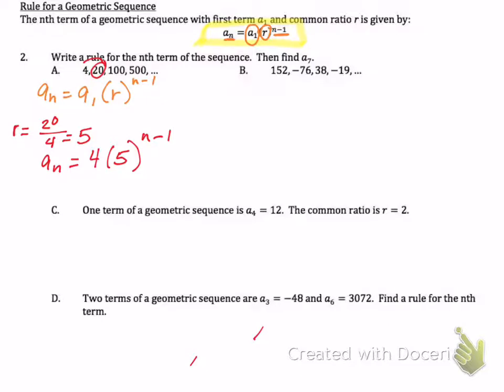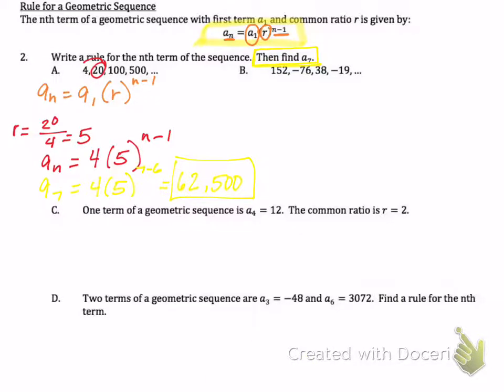Then it wants me to find, so in the problem, it says, then find a of 7. So a of 7 equals 4 times 5 to the 7 minus 1, which is the 6th power. So then you'll just type that into your calculator, and you end up getting 62,500.